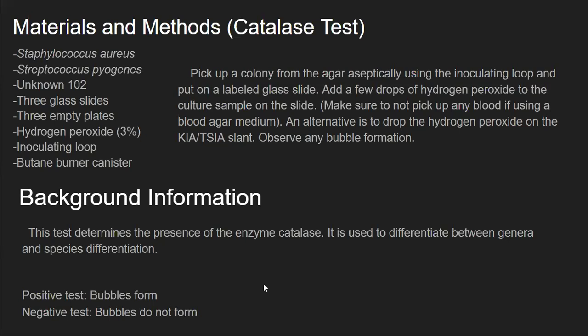The background information. This test determines the presence of the enzyme catalase. It is used for genera and species differentiation. The positive test will form bubbles and the negative test will not form bubbles.